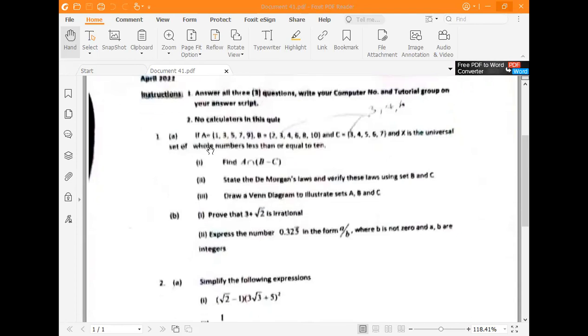Question 1A: if A is equal to the set 1, 3, 5, 7, 9, B is 2, 3, 4, 6, 8, 10, C is 3, 4, 5, 6, 7, and X the universal set of whole numbers less than or equal to 10. So the universal set is a set of whole numbers, and whole numbers, we know they count from 0 all the way up to 10, as we are told less or equal to 10. So first thing you do is to list X.